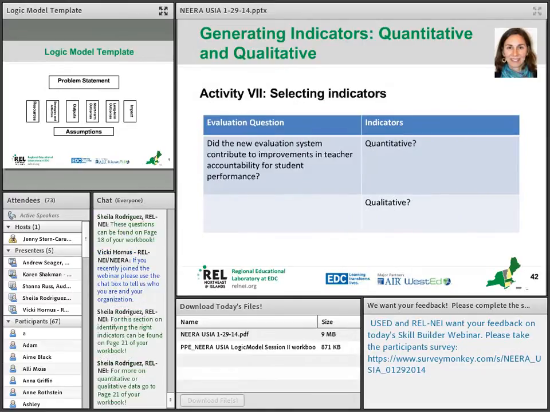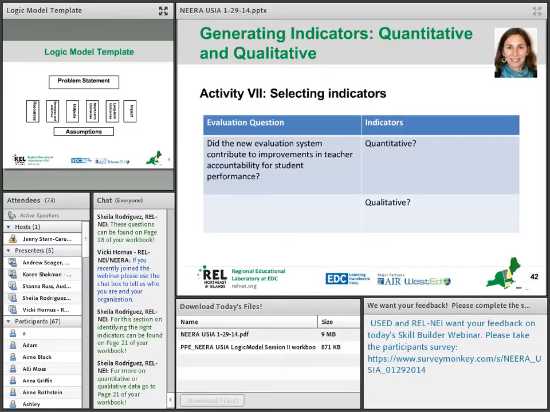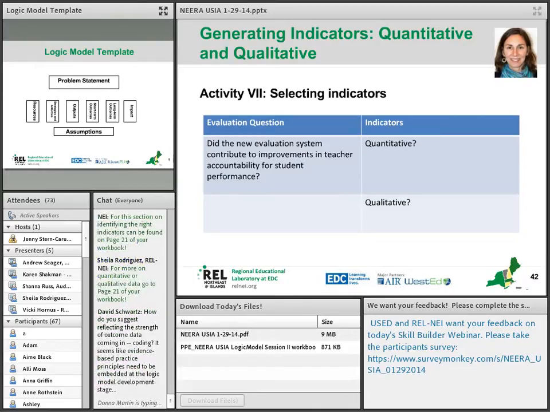Now we take the example from the educator evaluation case, and we ask a question about whether or not the new evaluation system contributes to improvements in teacher accountability for student performance. And you'll note here the types of evaluation questions that we've posed related to the educator evaluation case. We're trying to think about a wide range of outcomes associated with the new educator evaluation, many of them being the types of outcomes that you might see more in the short or intermediate term, rather than only focusing on that long-term outcome of changes in student achievement, because we really do think there are a wide range of outcomes that you might consider and a wide range of evaluation questions you might ask about new educator evaluation systems.